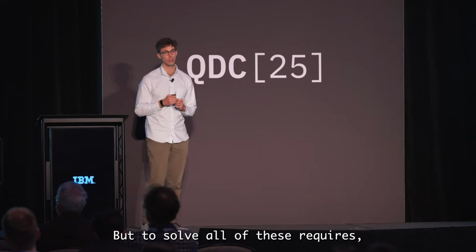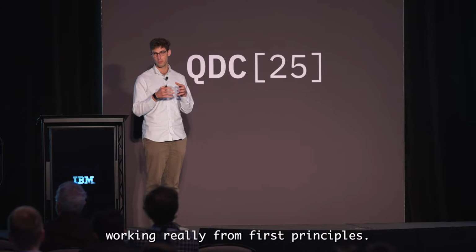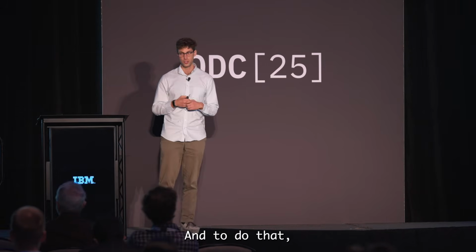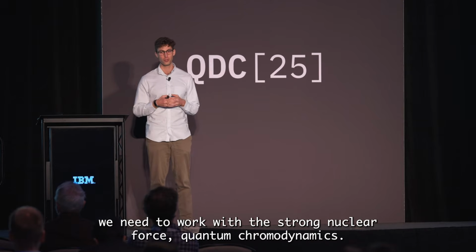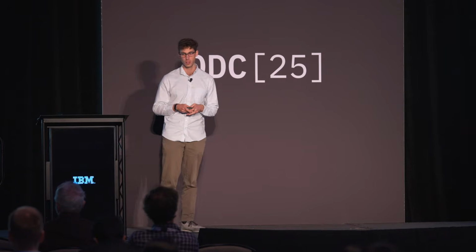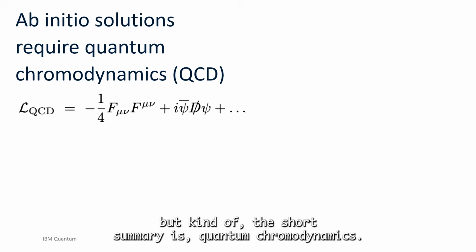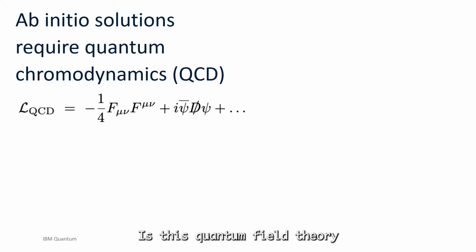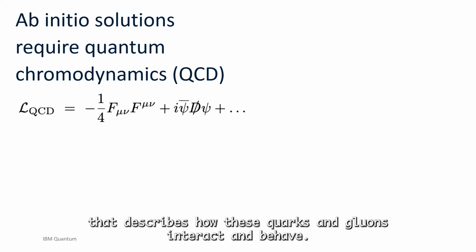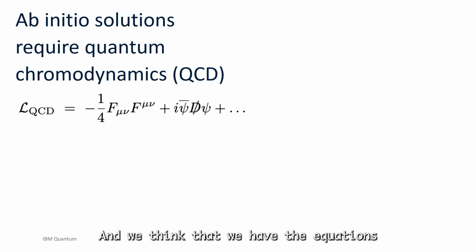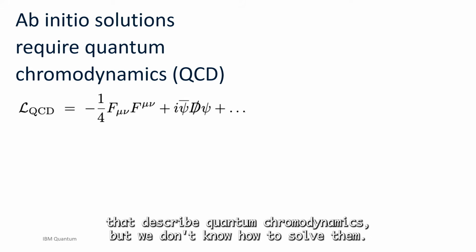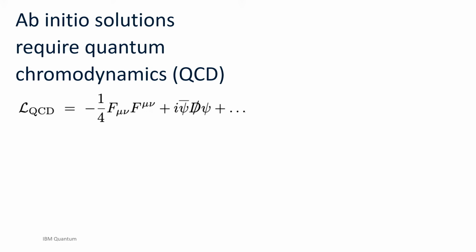But to solve all of these requires working really from first principles. And to do that, we need to work with the strong nuclear force, quantum chromodynamics. So we had some good introductions on this previously, but the short summary is that quantum chromodynamics is this quantum field theory that describes how these quarks and gluons interact and behave. And we think that we have the equations that describe quantum chromodynamics, but we don't know how to solve them. They're kind of too complicated.